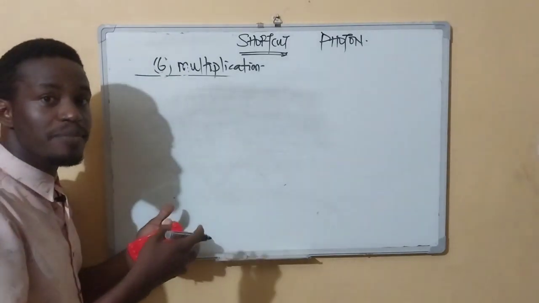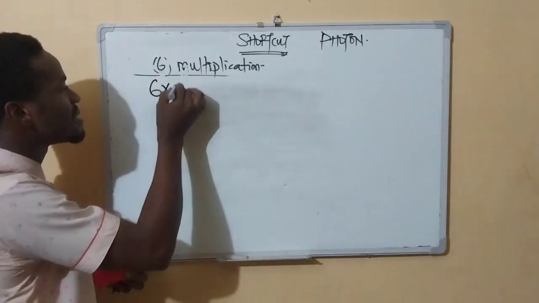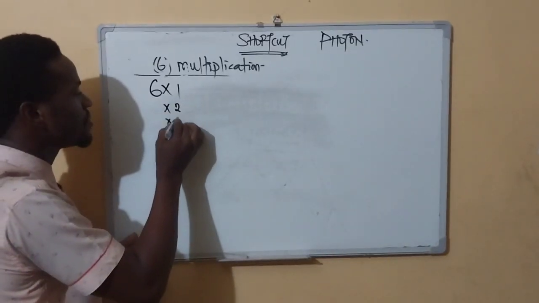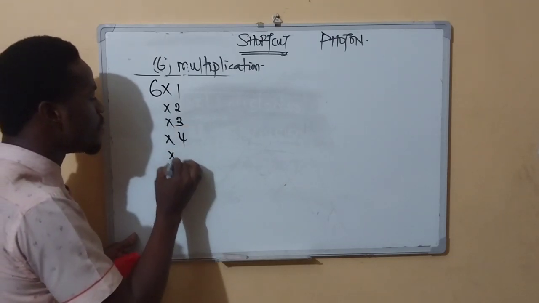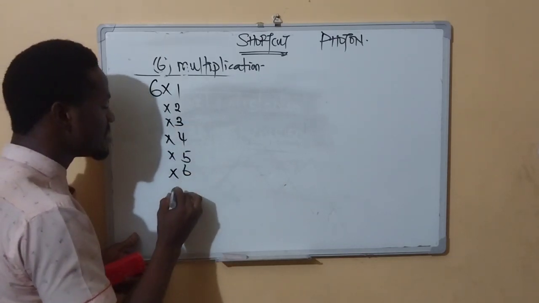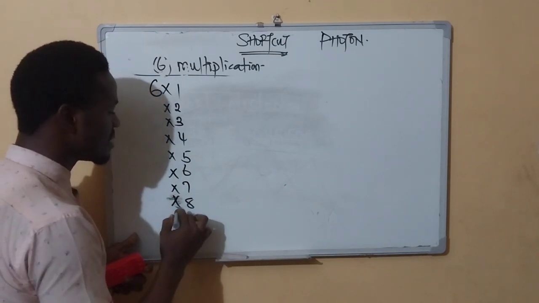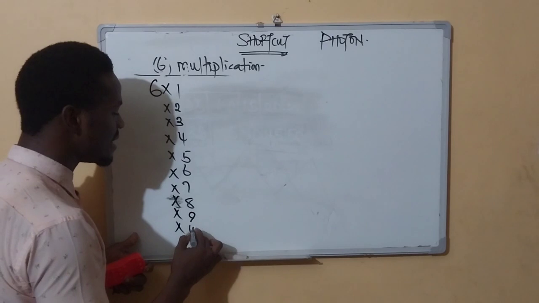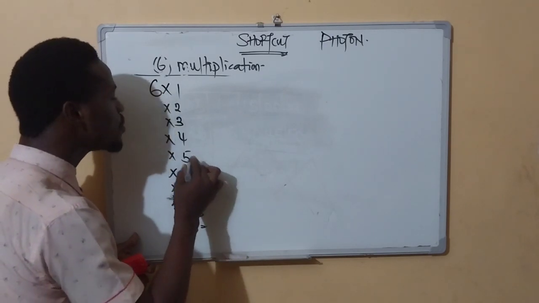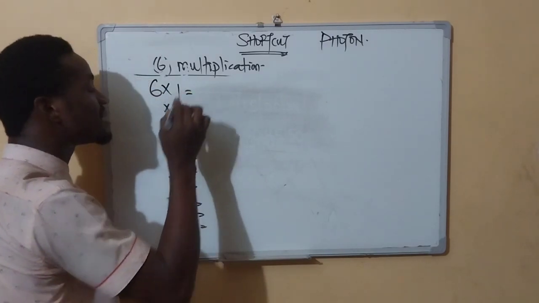We are going from 6 times 1 to 6 times 10, so I write 6 times 1, 2, 3, 4, 5, 6, 7, 8, 9, and finally 10. So how do I get my 6 times 1 to 6 times 10?